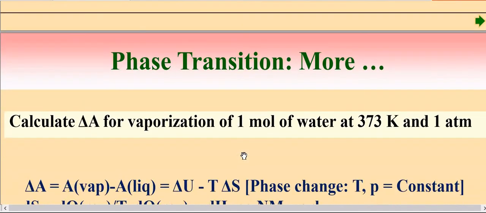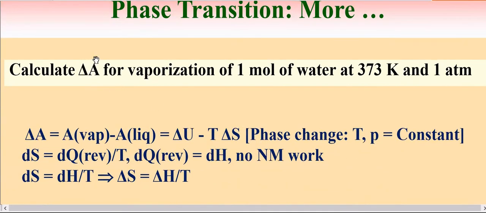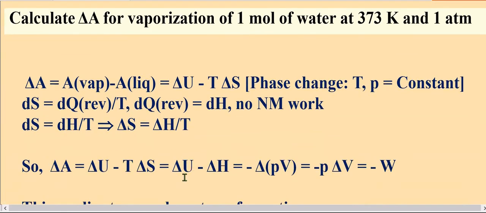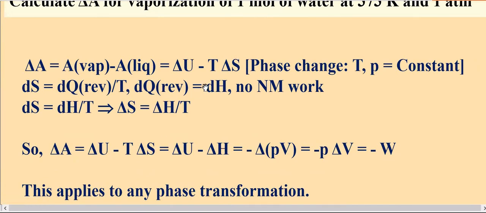On the other hand, similar usefulness can be found for delta A. Delta A is A vapor minus A liquid, and by definition, it is delta U minus T delta S, because the S delta T term does not arise since temperature is constant. And now dS is dQ reversible by T, which is dH by T. So naturally delta S is delta H by T. So delta A is delta U minus T delta S. For delta S, you put this in.